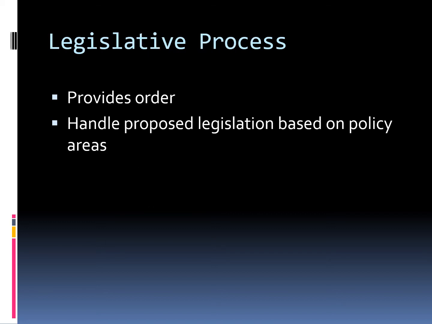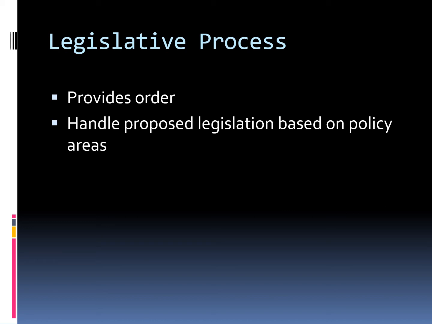Okay, let's talk first about the legislative process. The legislative process is basically how a bill is going to be introduced, how it's going to be advanced, whether or not it's going to be able to report out of the committee to be heard on the floor, and for the legislators to vote it up or down. So it's a whole process that we're going to be talking about. This provides some type of order, and each chamber has a little bit different way of doing things.